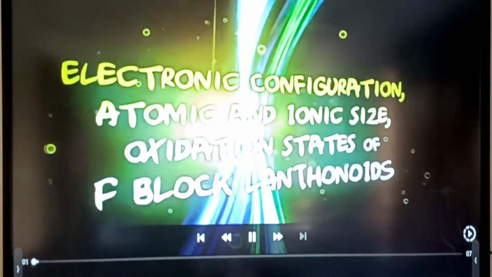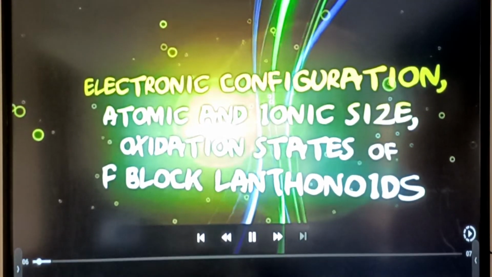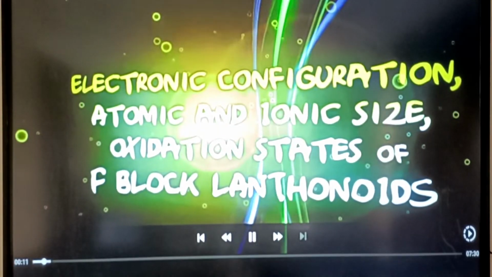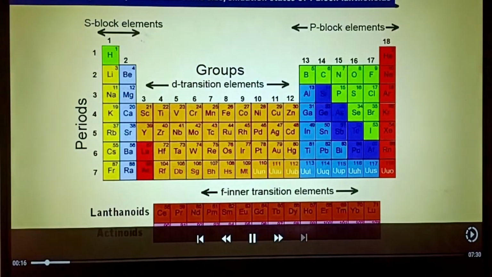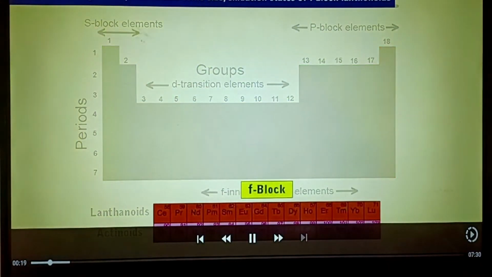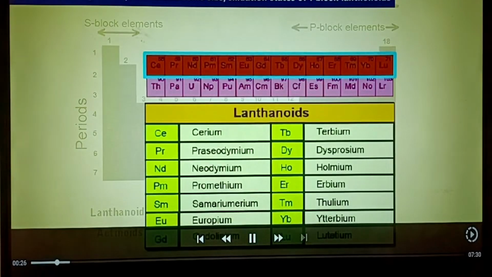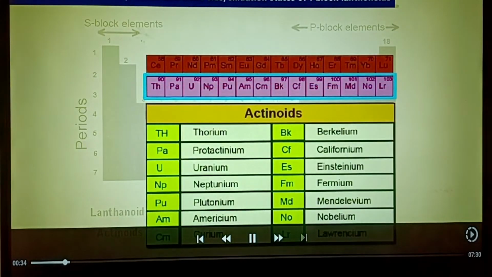In this module, we will be studying about the electronic configuration, atomic and ionic size, and oxidation states of f-block lanthanoids. The two rows of elements at the bottom of the periodic table constitute the f-block elements. These include the 14 elements from cerium to lutetium called the lanthanoids and the 14 elements from thorium to lawrencium called the actinoids.